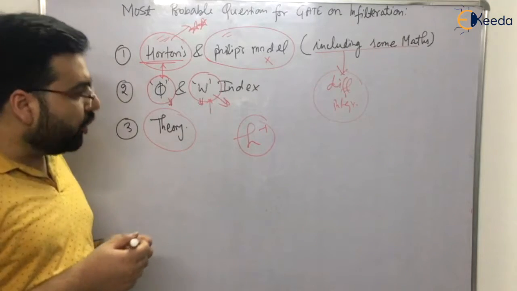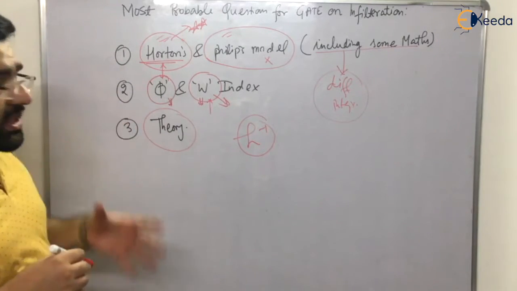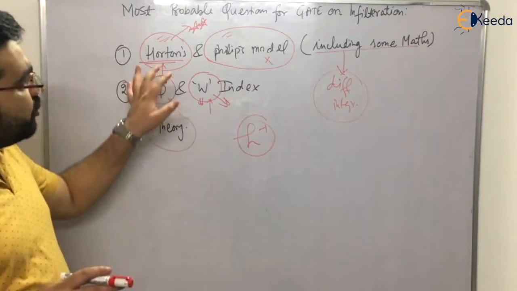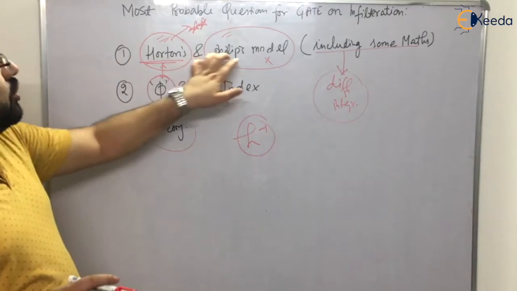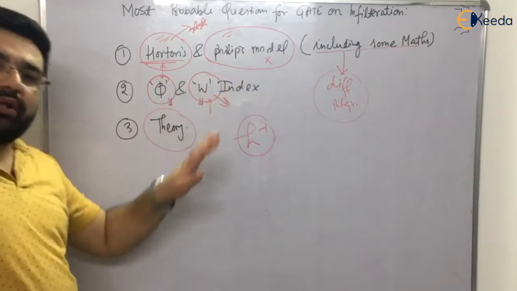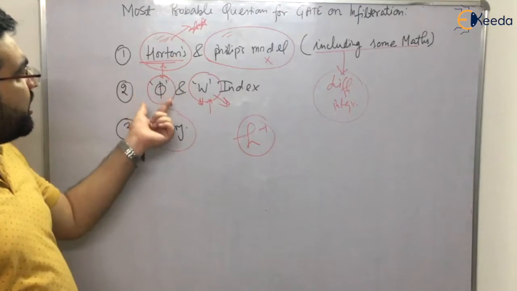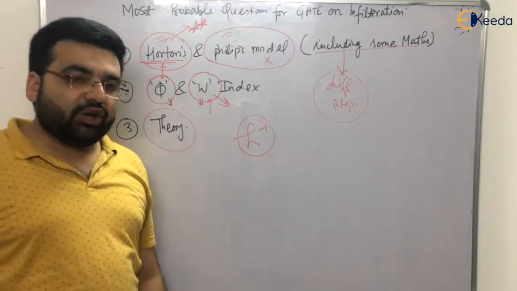Clear? I hope you know on which topic you should focus more, but it does not mean you will not be solving some numericals. As I have already told you, if you are solving 5 numericals of Horton's, you should solve at least 1 or 2 numericals of Phillips also, right? There is one more model, the Green model also, that is not important. So Horton and phi. Clear? I hope that you have understood.